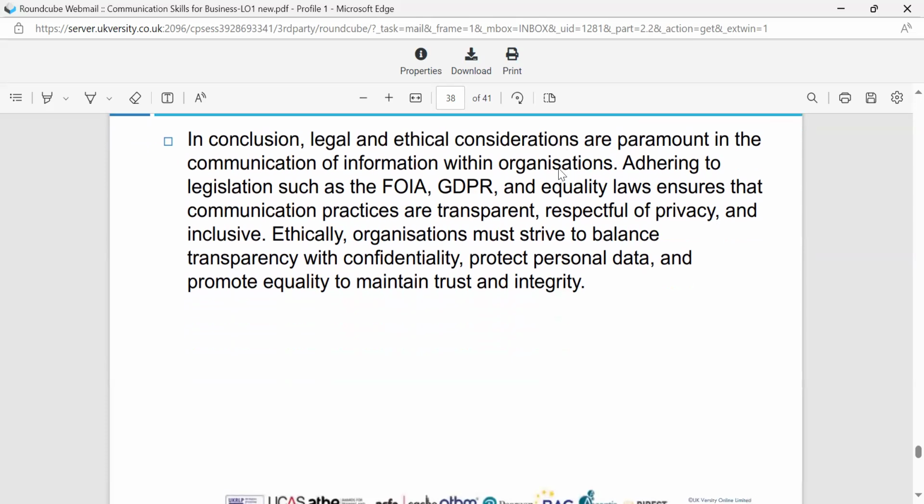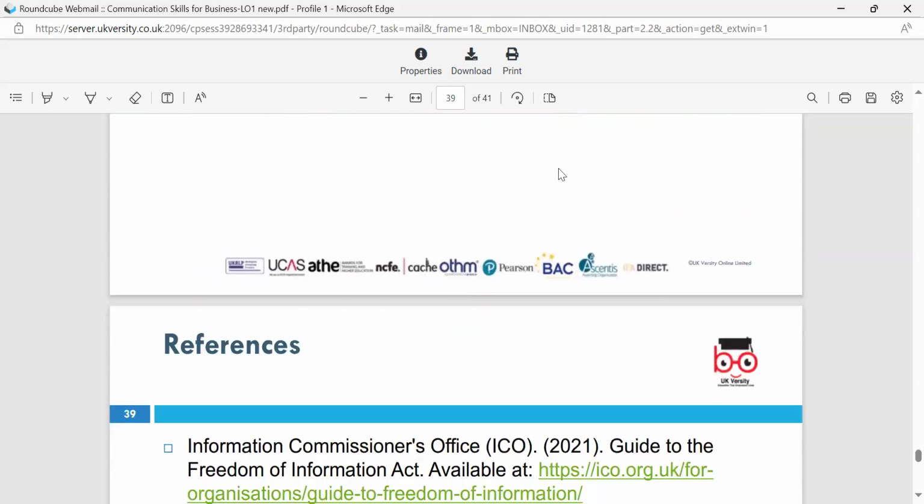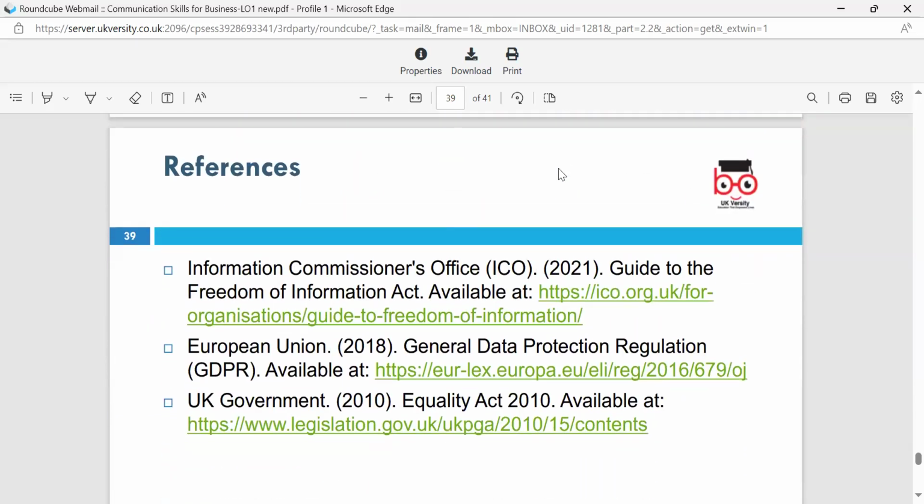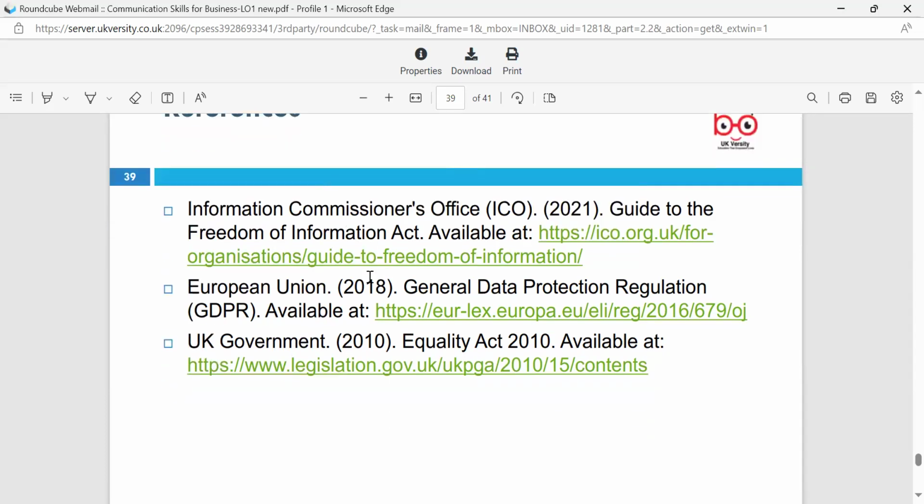So we've finished learning outcome 1 now, and these are some of the resources we've used for learning outcome 1. These are the Information Commissioner, and the links are there, European Union, and the links are there for you, and the UK Government on the Equality Act.